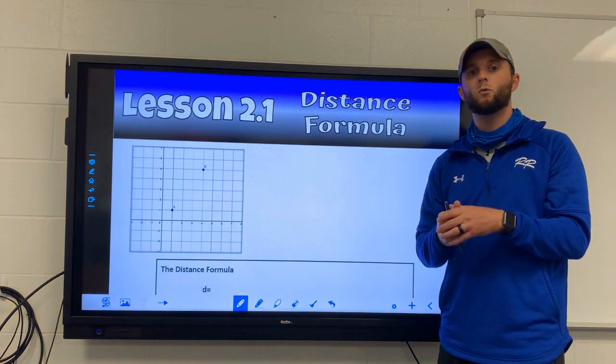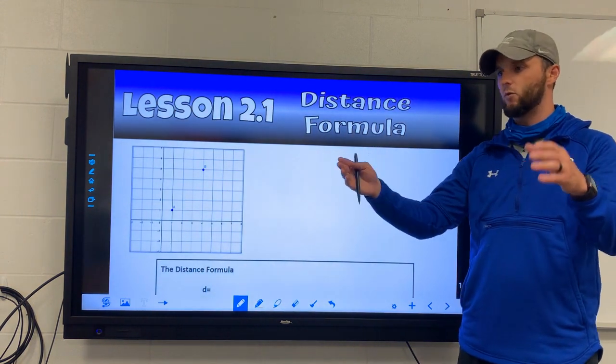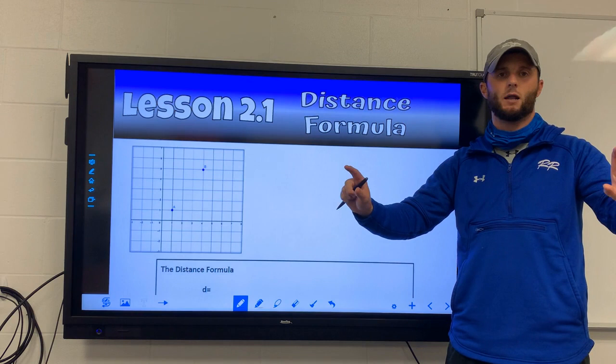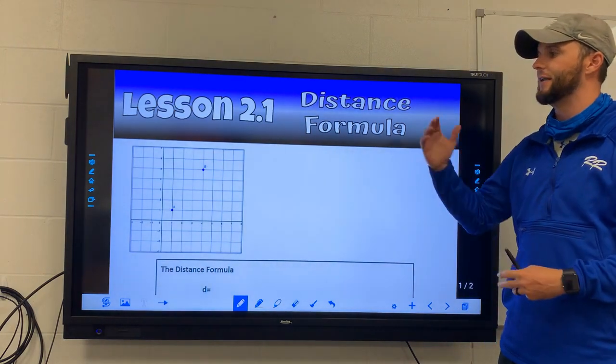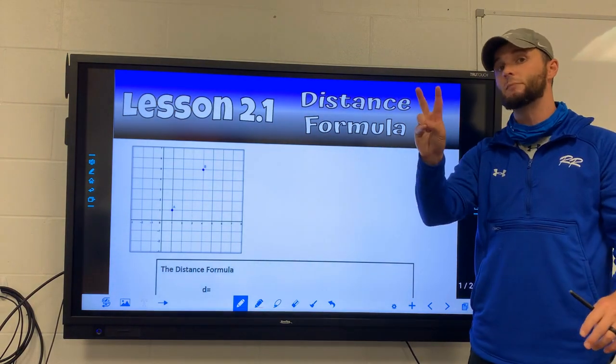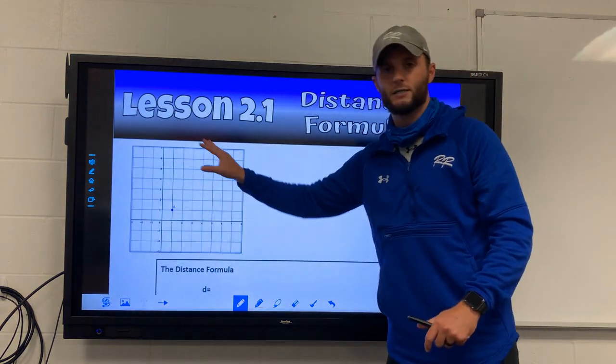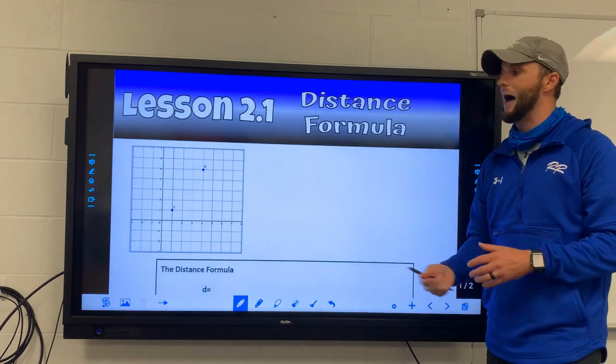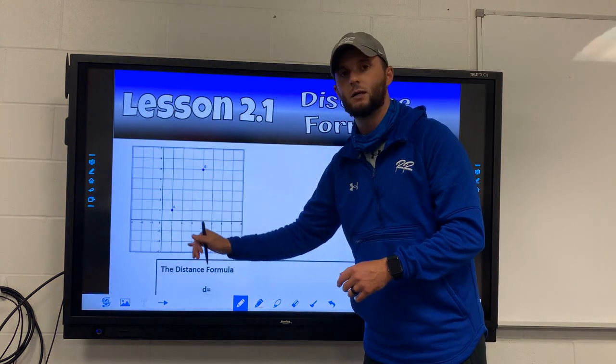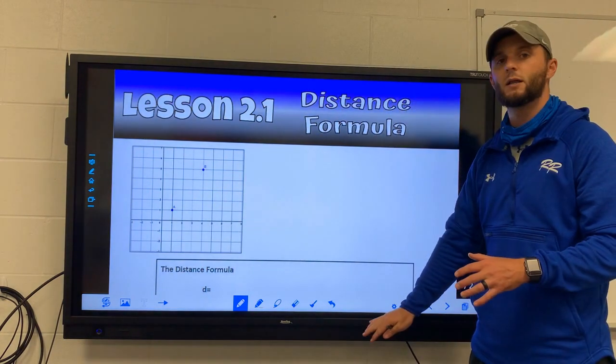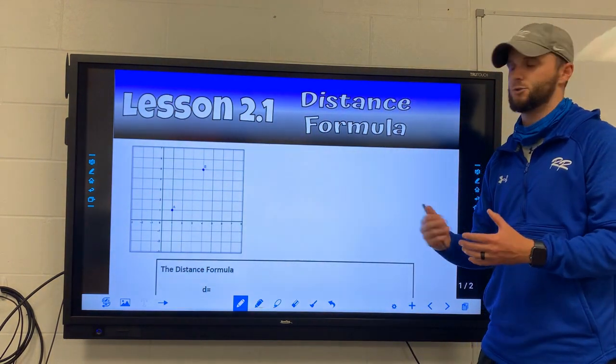So in Unit 1, we learned how to find the distance between one point and another on a single number line. Now we're going to be looking at how to find the distance between 2 points in 2 dimensions on a coordinate system, okay? And so basically what's going to happen is we're going to find these 2 points. We're going to plug them into the distance formula, and it's going to give us the distance between those 2 points. So here we go.